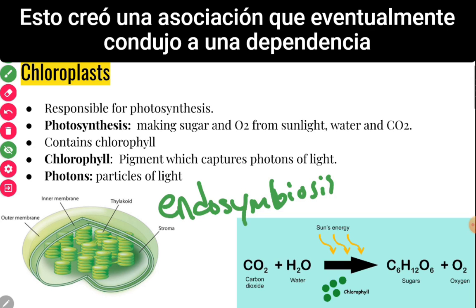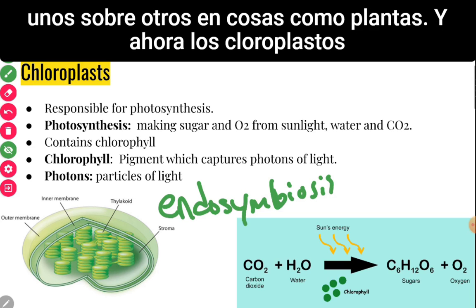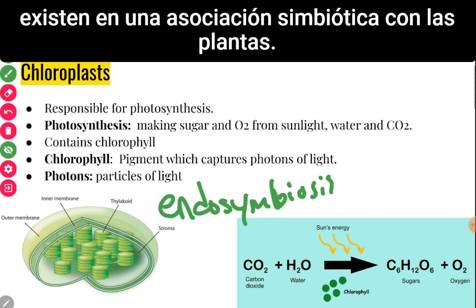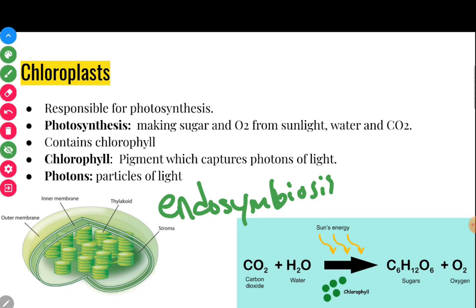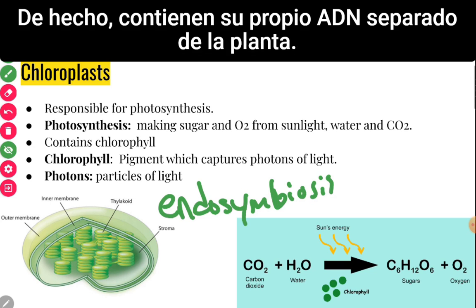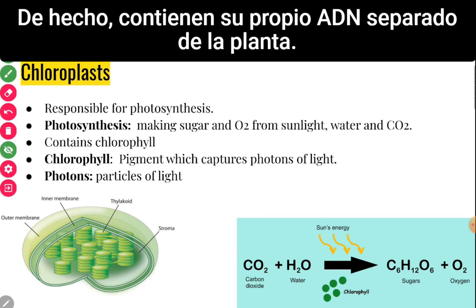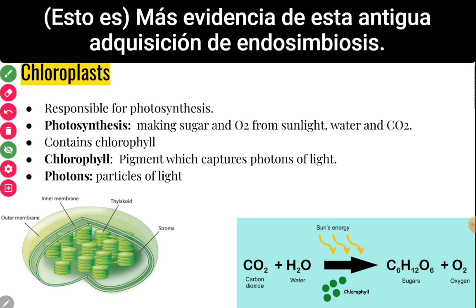This created a partnership that eventually led to a reliance on one another in things like plants. And so now chloroplasts exist in a symbiotic partnership with plants. Just like mitochondria, they actually contain their own separate DNA from the plant. More evidence of this ancient endosymbiosis acquisition.